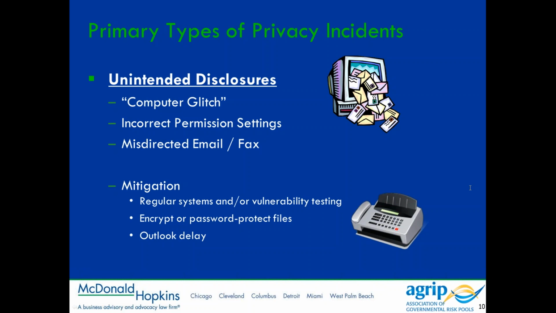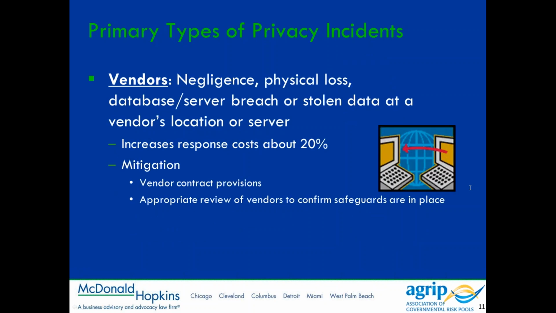So from a mitigation standpoint, we want to encrypt or password protect files that are being emailed out. If we have to email, make sure they're protected. We want to make sure that we're testing our systems, that they're working properly, and to the extent there are vulnerabilities, we A, identify them, but more importantly, B, remedy them.